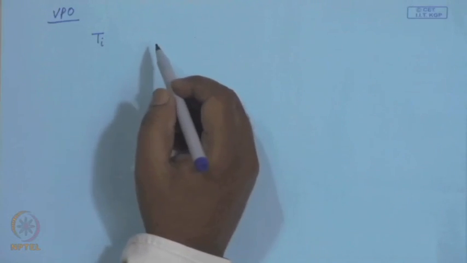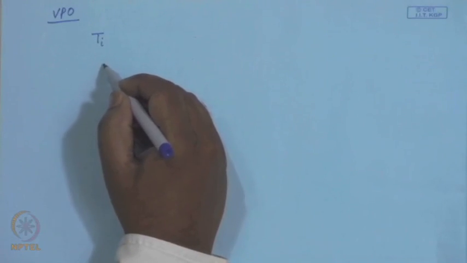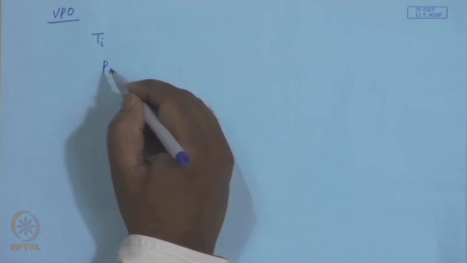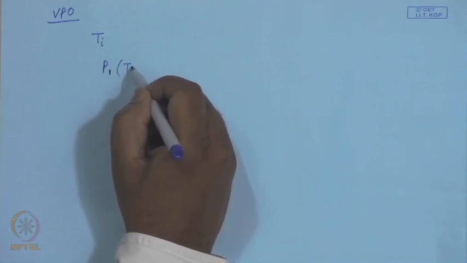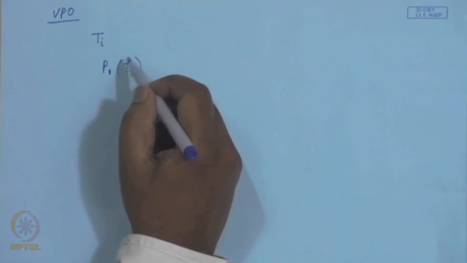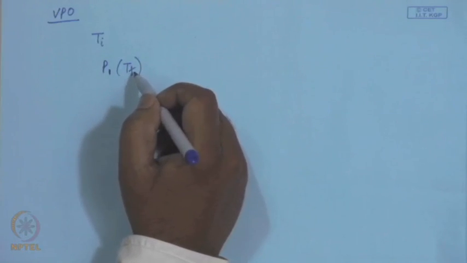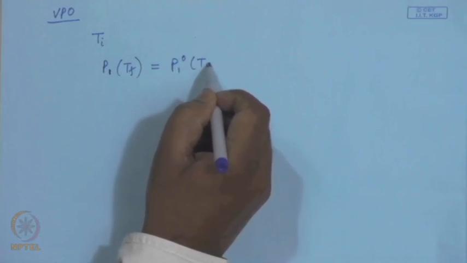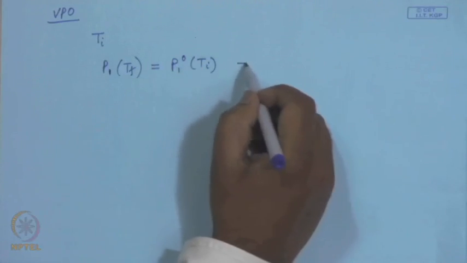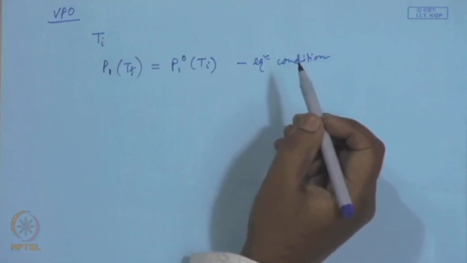So the vapor pressure will be lowered, and we can write, if P is the vapor pressure of the solvent, P1 is the vapor pressure of the solvent at the final, elevated temperature because of the condensation of solvent vapor from the vapor phase to the solution phase, which will be equal to the initial vapor pressure. So that is the equilibrium condition when the condensation stops.